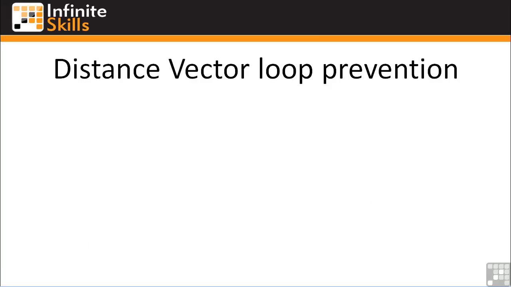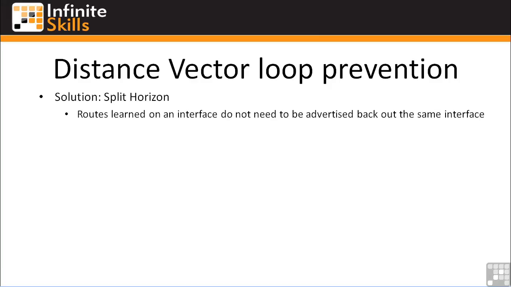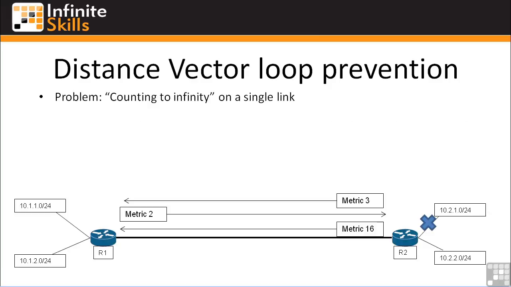Well, in distance vector routing protocols, the solution to that is called split horizon. And simply put, routes learned on an interface don't need to be advertised back out the same interface. To go back to this example, router 1 learns the route to this 10.2.10.0 network from router 2 on this serial interface or Ethernet or whatever. With split horizon turned on, I don't need to advertise this network back to this router because that's the one I learned it from.